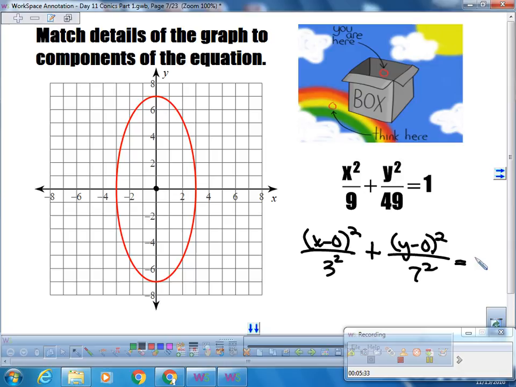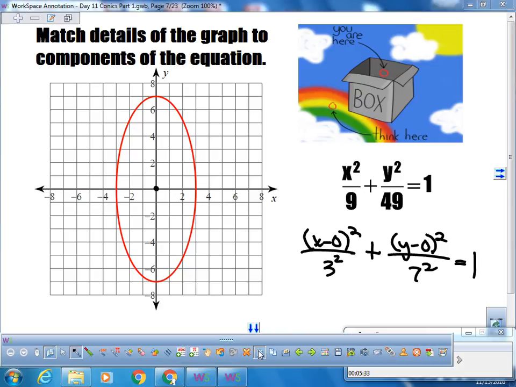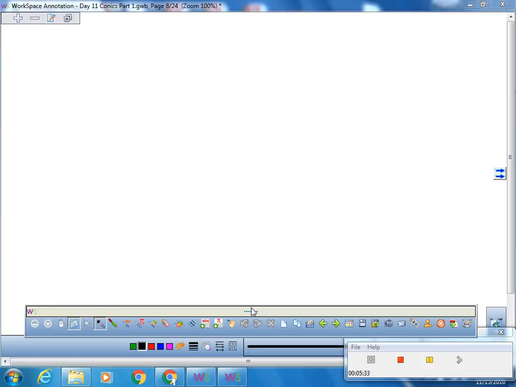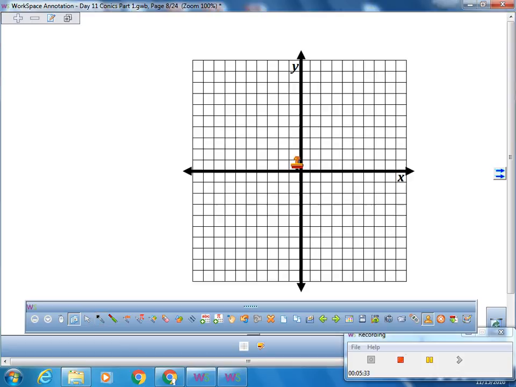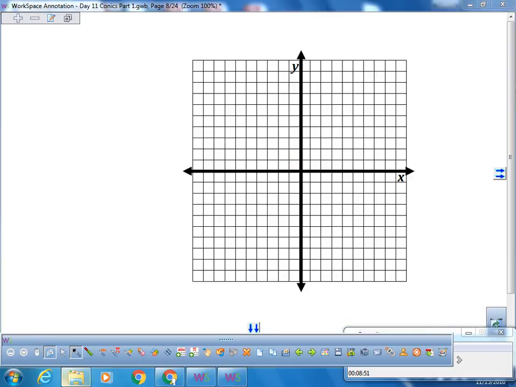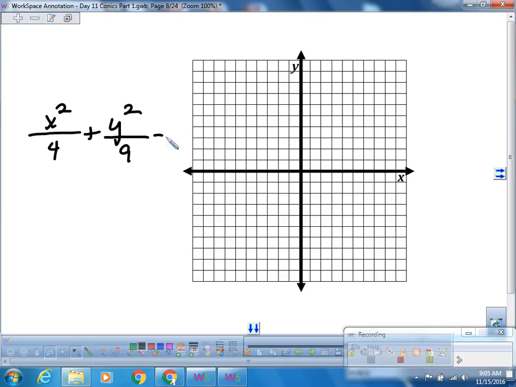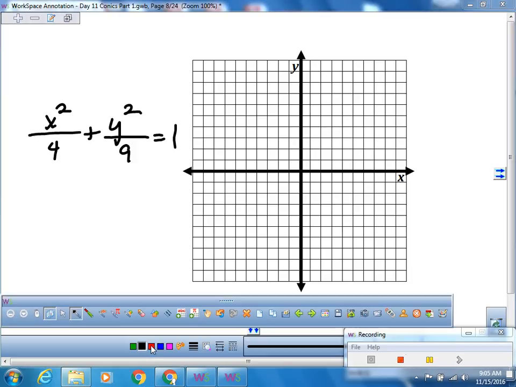Can I tell you guys what the number 1 error is going to be on the quiz? Would you like to know? I will tell you right now. This is going to be the number 1 error, on the quiz and test, even though I'm going to show it to you. x squared over 4 plus y squared over 9 equals 1. This will be the number 1 error.